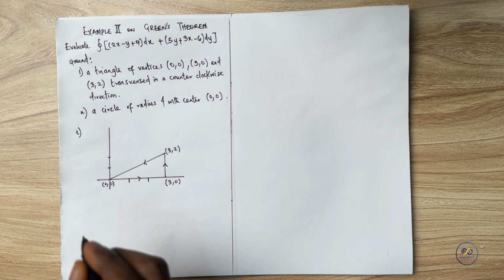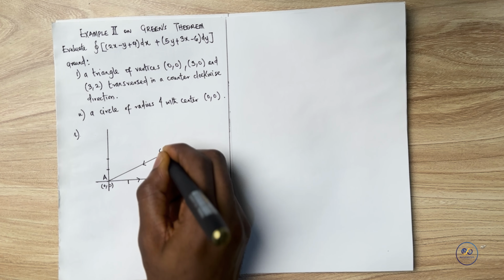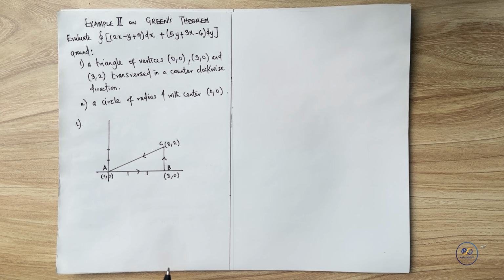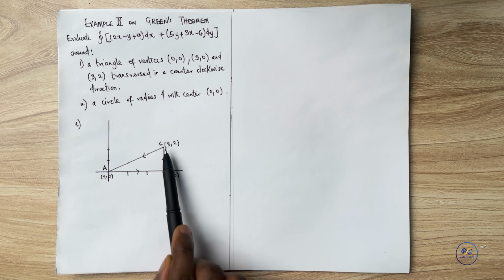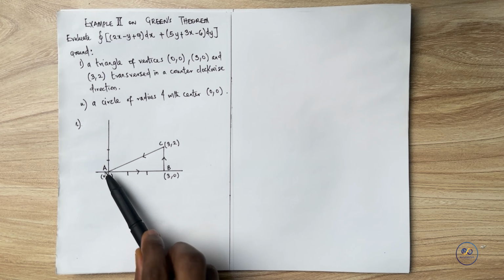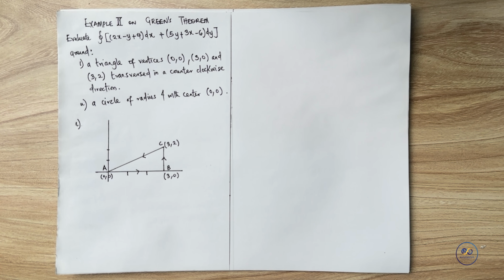Now let's start. If we label this, we can have this as A, this as B, and this as C. Then for the triangle ABC, we can move along the paths of AB, then BC, and then CA. That's what it means to go counterclockwise. Clockwise would have been AC, CB to BA, but we usually go counterclockwise.